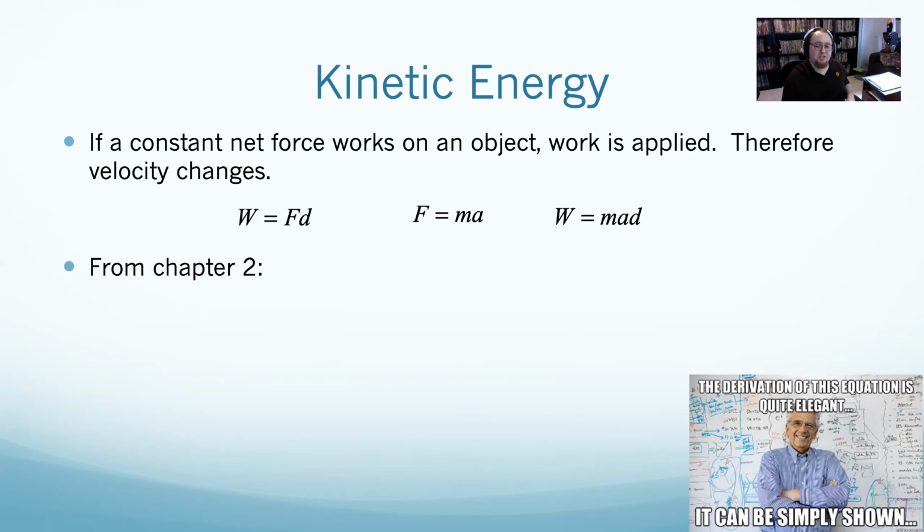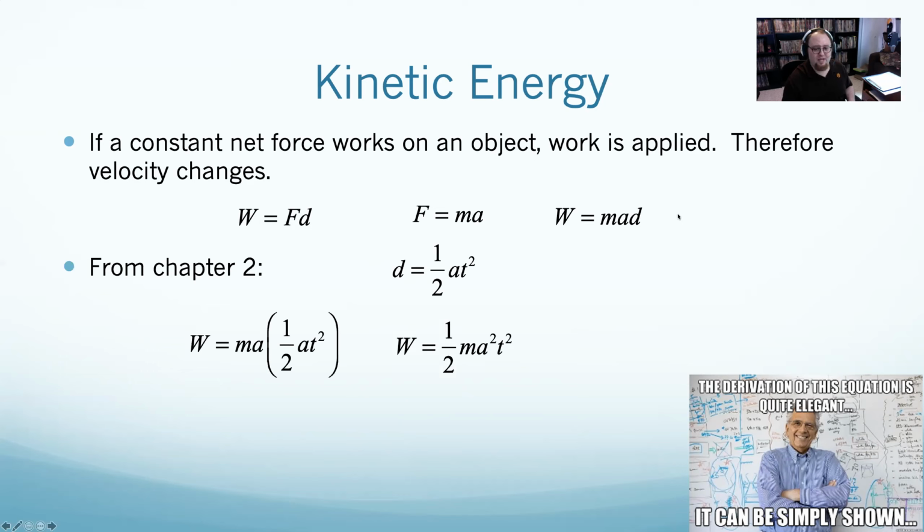Now, from way back when in chapter 2, we said that if you drop something, the distance it falls is 1/2 at squared. I'm going to take that d and plug it in at the end of my ma equation. Factor through my a's. I'm going to factor back out my at's. But we know velocity is a times t. And I get this equation here.